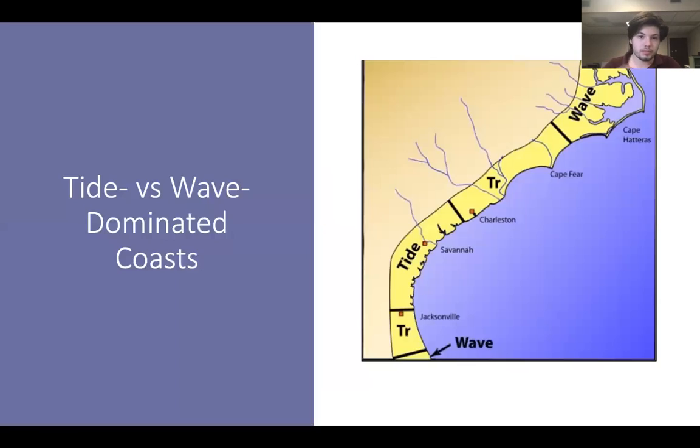And then finally, it's worth mentioning in terms of tide and wave dominated coasts, that when you think about the Southeast, we have both tide and wave dominated, and they sort of transition up the coastline. So here around like Savannah, Georgia, you have tide dominated coasts, whereas up here, like we were talking about with the Outer Banks of North Carolina, those are wave dominated coasts.